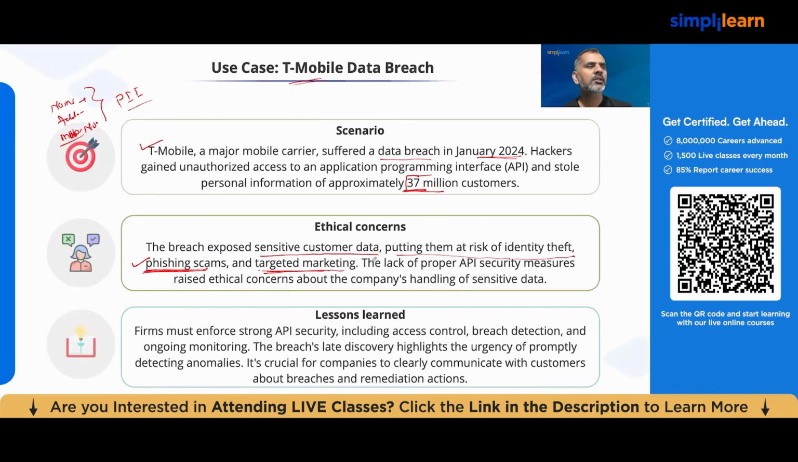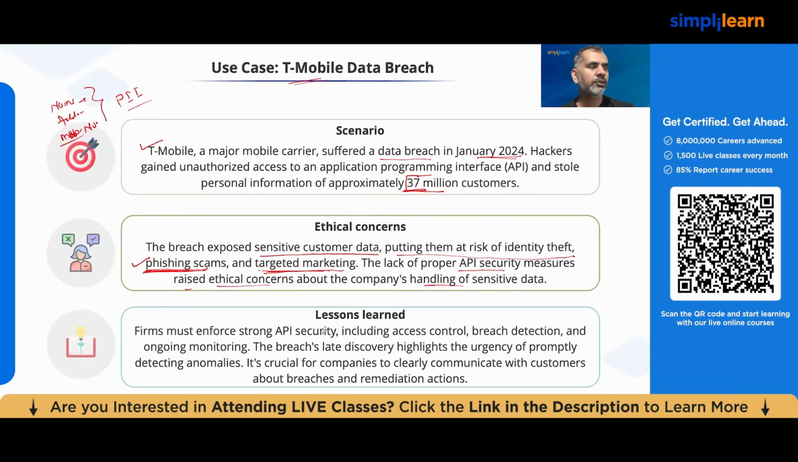So when you expose such important information to a hacker community, that can be used for any purpose. The lack of proper API security measures raises ethical concern about the company's handling of sensitive data. When it happens, obviously the customer trust will be lost in the whole process, and customers may not rely on T-Mobile further. So what is the lesson learned in this particular incident?